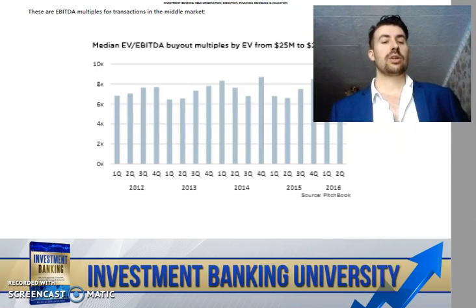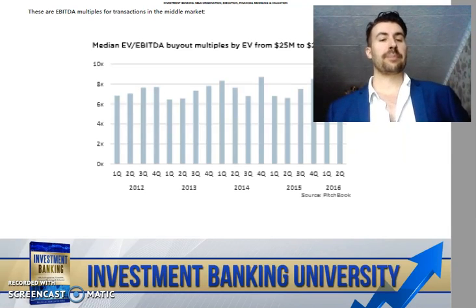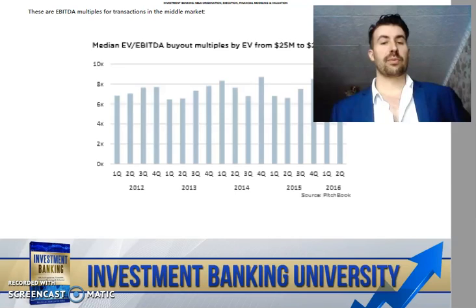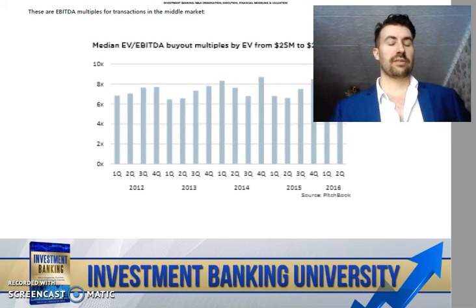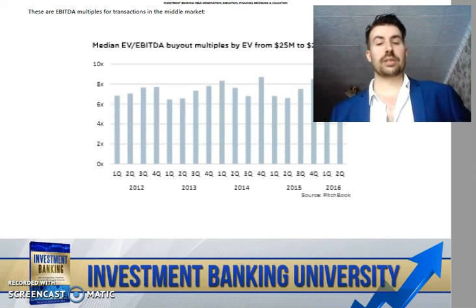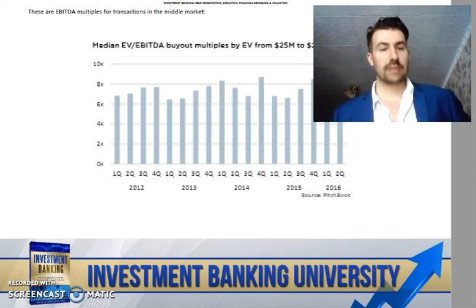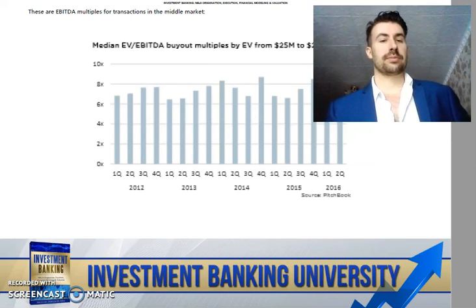So we're looking at total enterprise value to EBITDA. These are buyout multiples from about 25 million to 250 million in enterprise value. We're, of course, looking at from 2012 all the way to 2016. As you can see on the low side in 2012, we have an EBITDA multiple of about 7, and moving up to 2016 in quarter 2, we're at about 8 times.